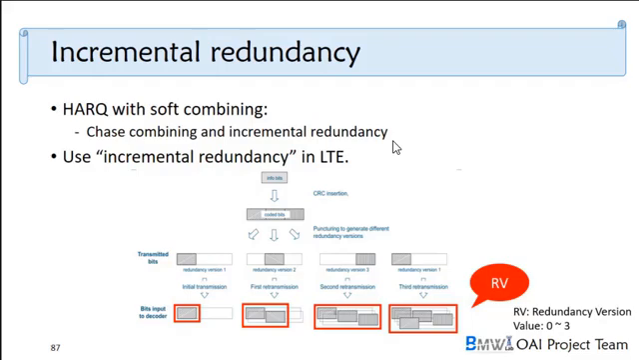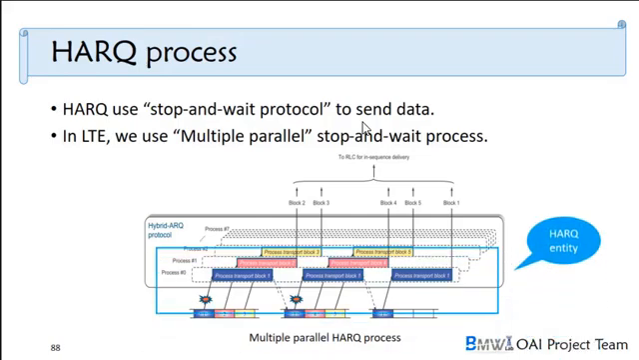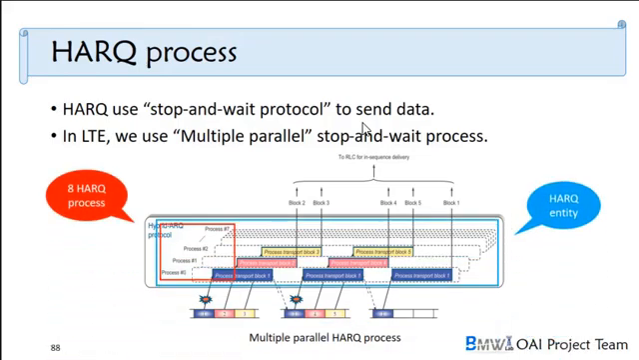And next is the HARQ process. HARQ always uses the stop and wait protocol to send data. And what is the stop and wait protocol? It means when I send the data to you, I need to wait for you to tell me if you got this data or not, and then I can send the next new data. But if we do this, it will waste a lot of time waiting for somebody to respond ACK or NACK.